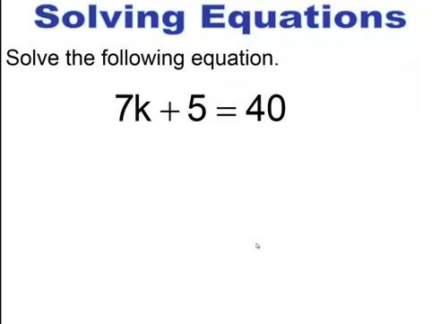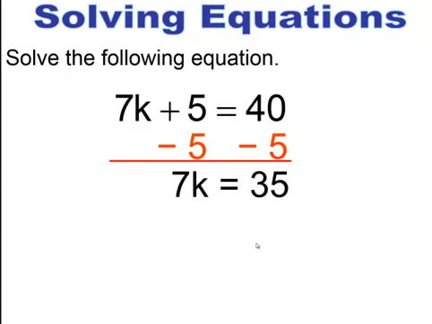Pause and try. So you're going to first subtract 5 from both sides. Then you're going to deal with the number that's attached to the variable. You have to divide both sides by 7. You should have gotten that k equals 5.